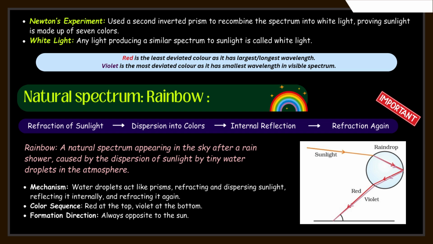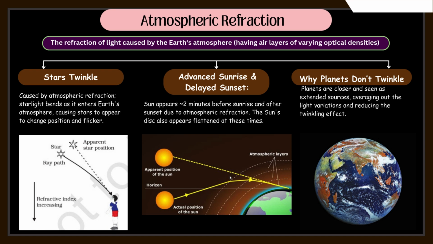The color sequence of a rainbow is always the same: VIBGYOR, violet, indigo, blue, green, yellow, orange, and red. Here's something cool. Red appears at the top because it bends the least, as it has the longest wavelength, while violet bends the most and appears at the bottom because it has the shortest wavelength. Also remember, rainbows always appear in the direction opposite to the sun. So next time you see a rainbow, just know that it's not magic, it's beautiful science, with water droplets acting as nature's tiny prisms.